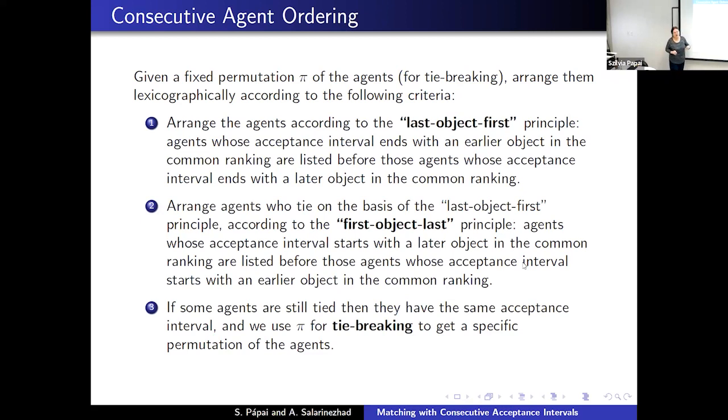So basically what these two rules imply is that if an agent has a subset of the acceptance range of some other agent, then the agent with the smaller subset will come before the one with the larger subset. Okay. And then we also need tie breaking because we could have the exact same acceptance interval for two agents, and then we will sort them based on some fixed permutation of the agents. Okay, so this gives us a specific ordering of the agents.